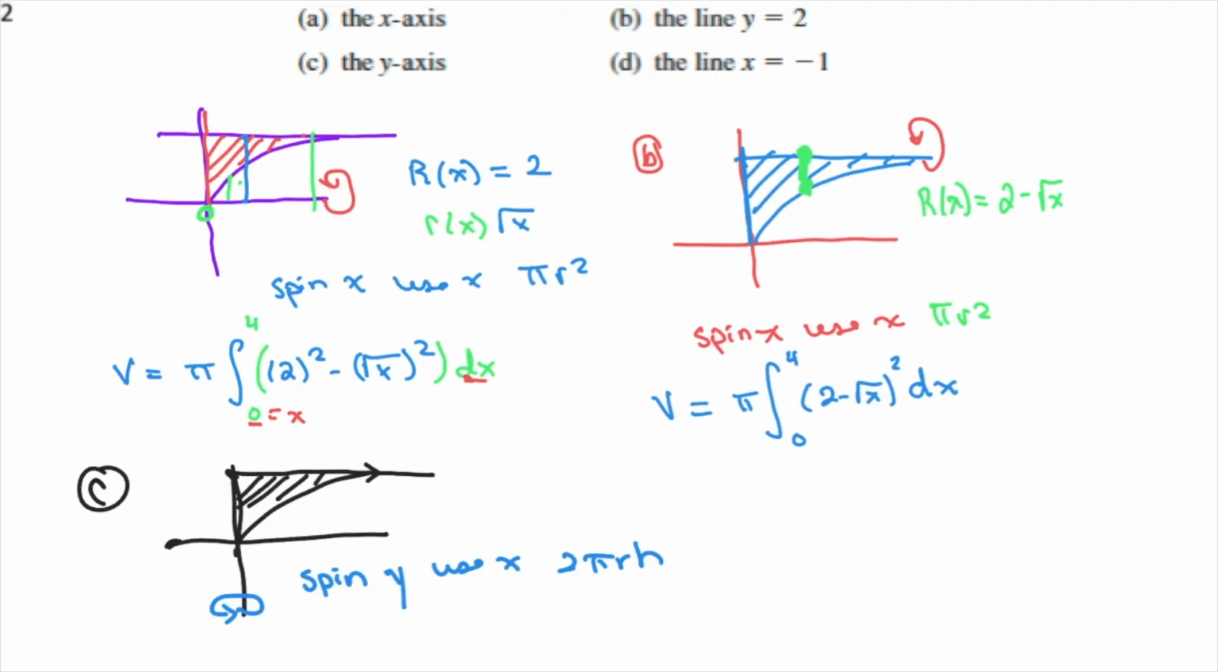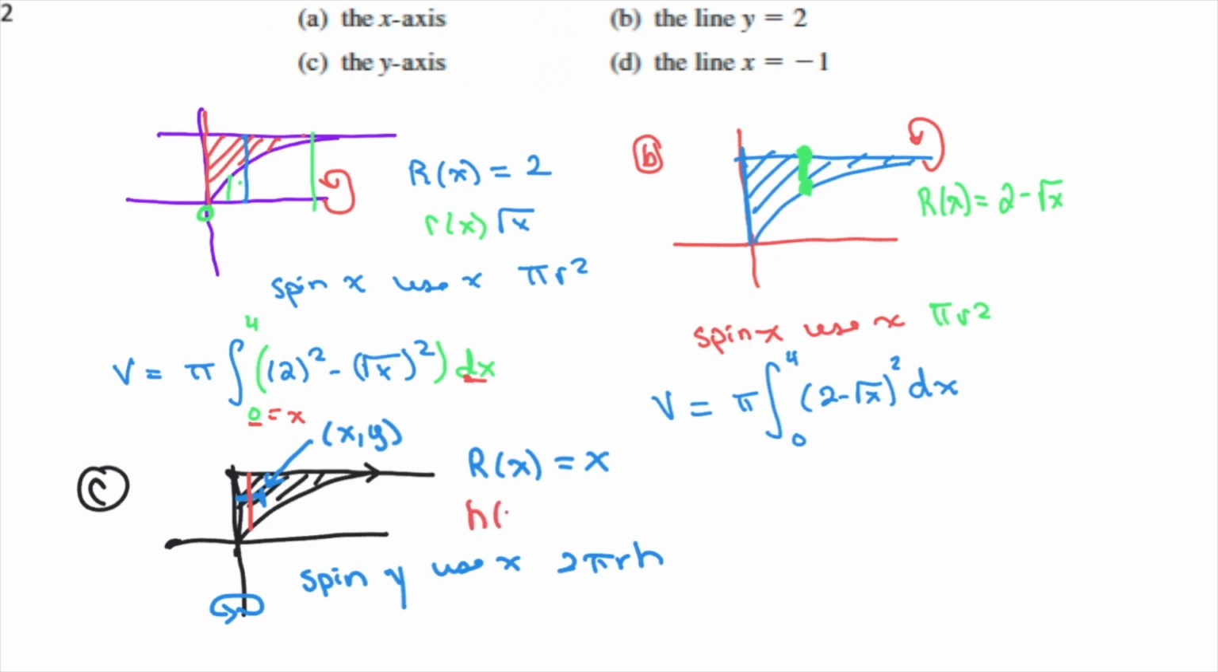The radius is drawn from where we are spinning to some arbitrary point. That value is going to be x comma y. So the radius for which we're spinning is equal to x. So the radius with respect to x is x. Now your height is always drawn perpendicular to the radius.